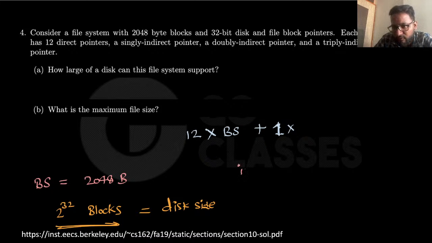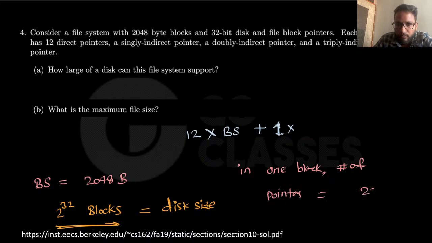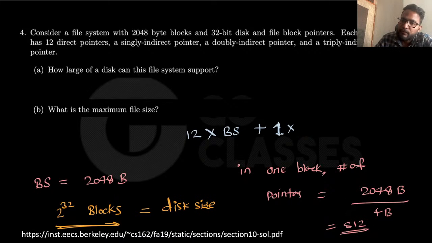Let me just calculate it first. In one block, the number of pointers: one block size is 2048 divided by the pointer size. It is 32-bit, so that's 2 power 32 blocks. Basically, you can uniquely distinguish them using the 32 bits. This is in bytes, and 32 bits means 4 bytes. So this is 512. So 512 pointers you can hold.